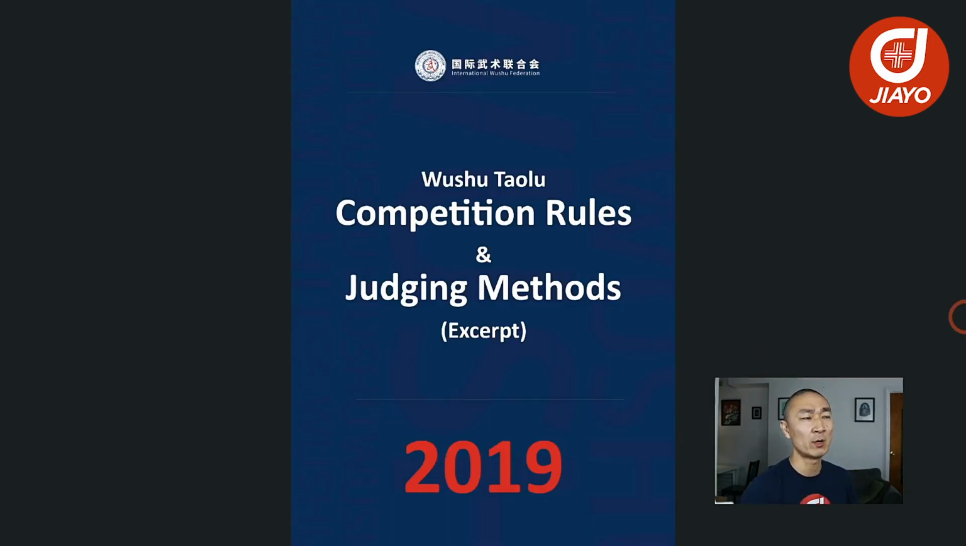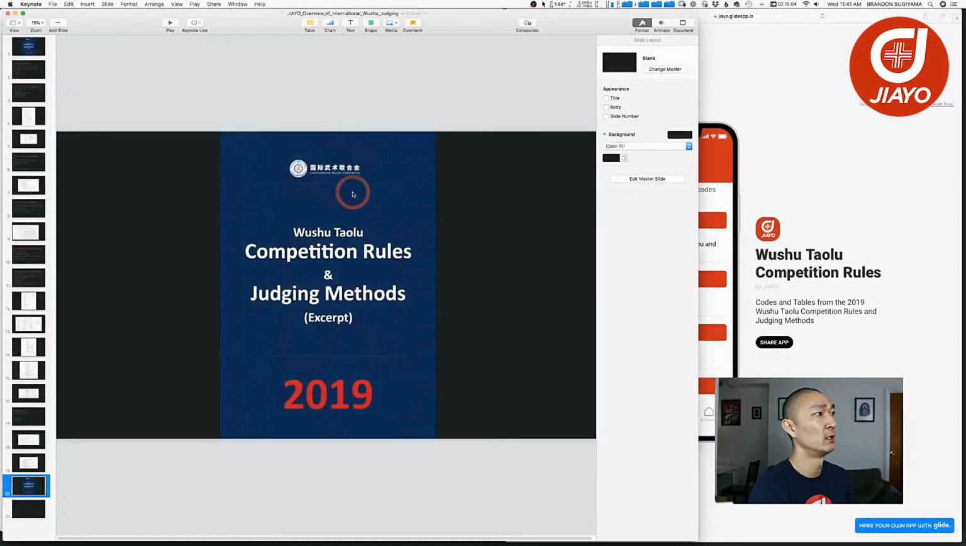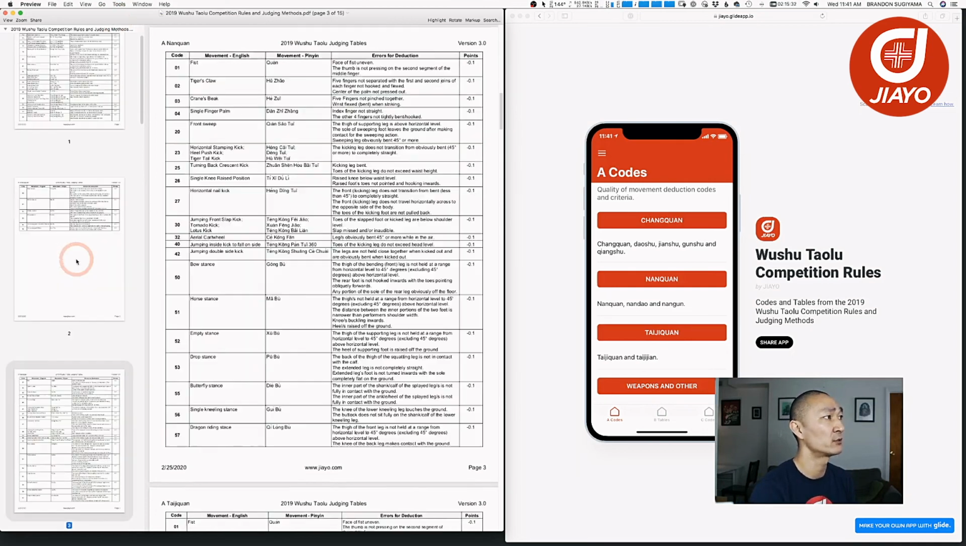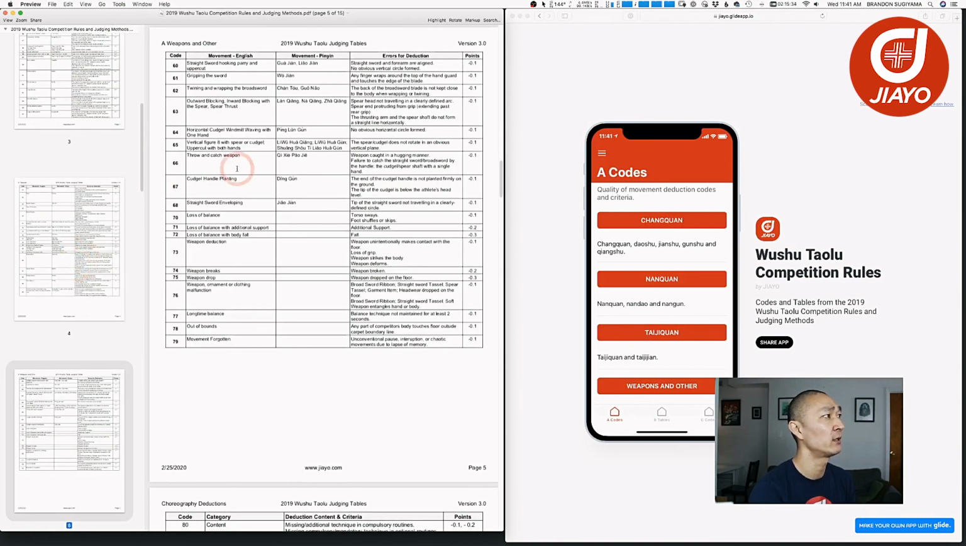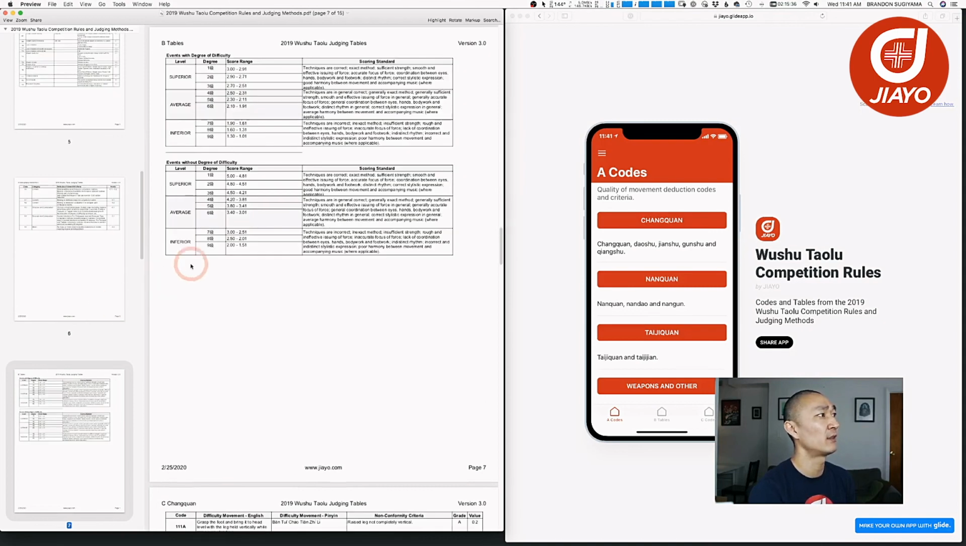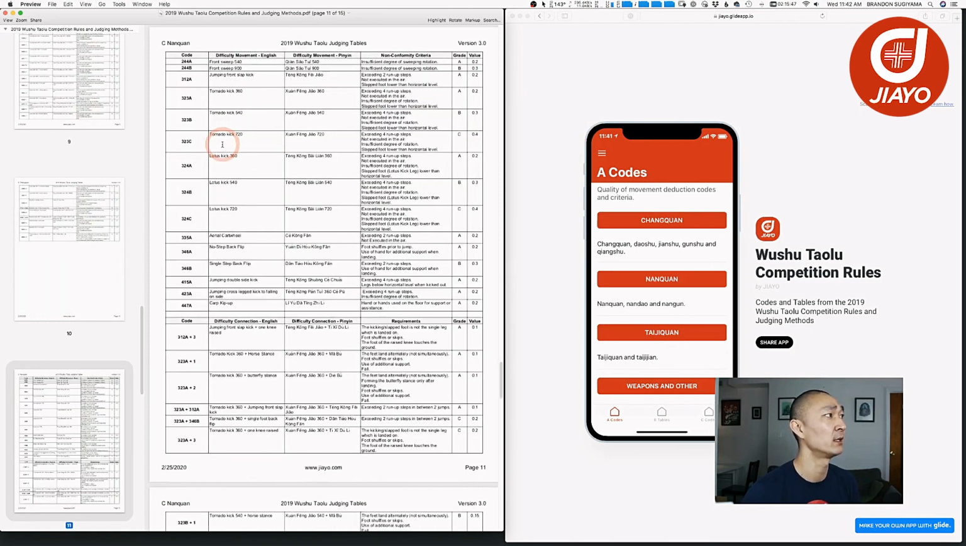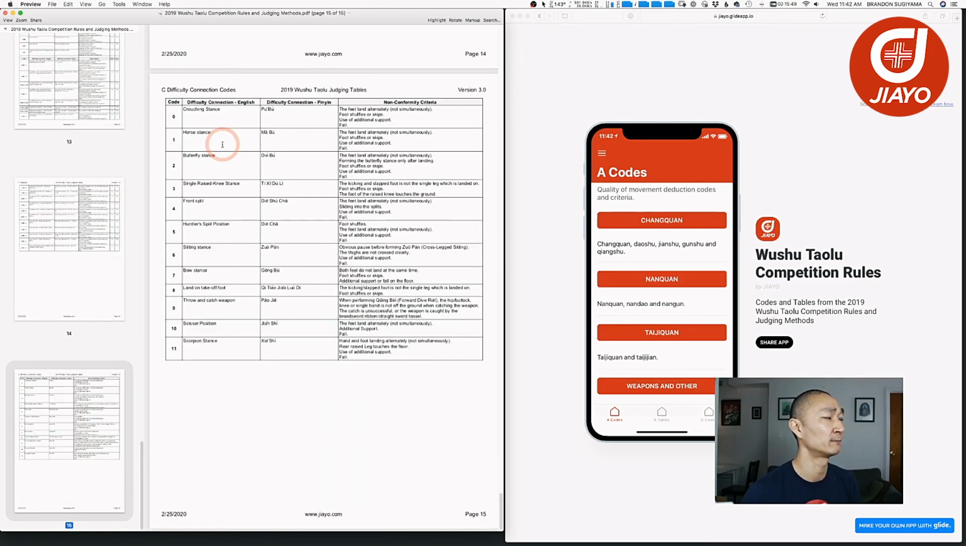And before I finish, I wanted to talk about 2 other references and resources that you might find helpful. The first is this PDF that I put together that has all of the tables and the codes that we discussed in this video. So we have the A codes for Changchuan, Nanchuan, and Tai Chi Chuan, weapons and other, the B tables for events with and without degree of difficulty, as well as all of the codes and non-conformity criteria for C movements in Changchuan, Nanchuan, and Tai Chi Chuan.